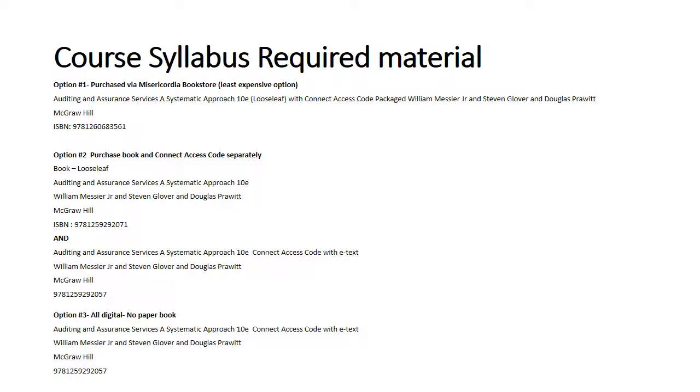So your cheapest option right now is buying the paper book, which is loose leaf, with the Connect code directly from Misericordia bookstore. They are aware that they are the least expensive and have promised me that they would order more books so that you are not waiting for a book. If you have any problems, contact me immediately, Lori Dunn.